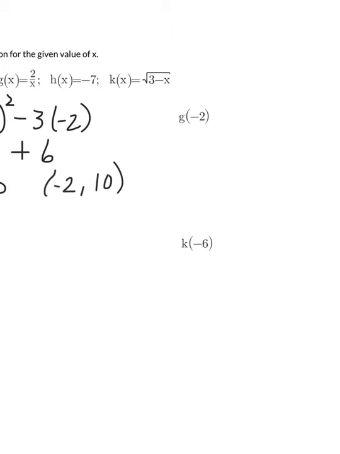Now let's move on to g of negative 2. So g of negative 2, make sure that you are looking at function g. So function g here, g of x is equal to 2 over x. So in this case, g of negative 2 would be 2 over negative 2, which really means 2 divided by negative 2, which is negative 1. So g of negative 2 is equal to negative 1.